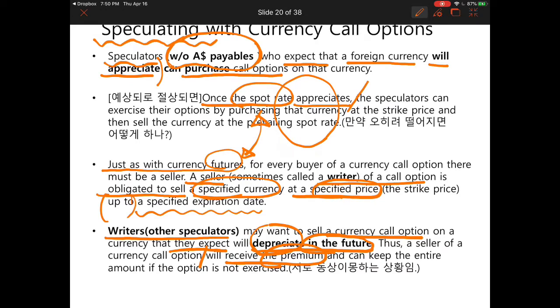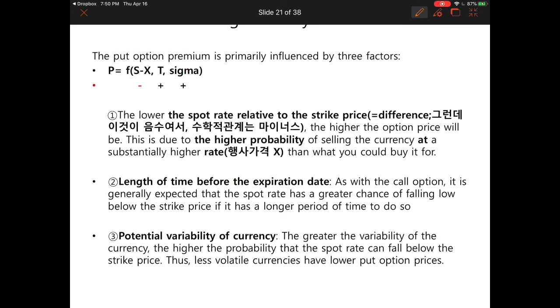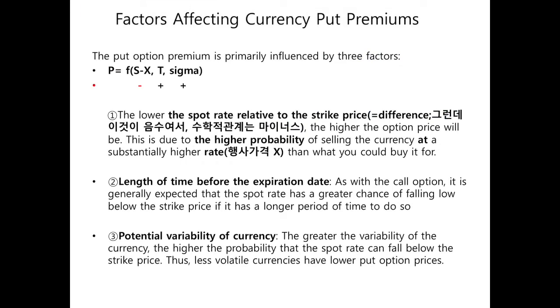Now let me move to the next slide. Here, we're going to consider the factors affecting the put price, the put premium, right? We went over the factors affecting the currency call option premium, and it is pretty much the same thing. What about the T? T is the length of time before the expiration date. Sigma is the volatility or variance of the currency, right?